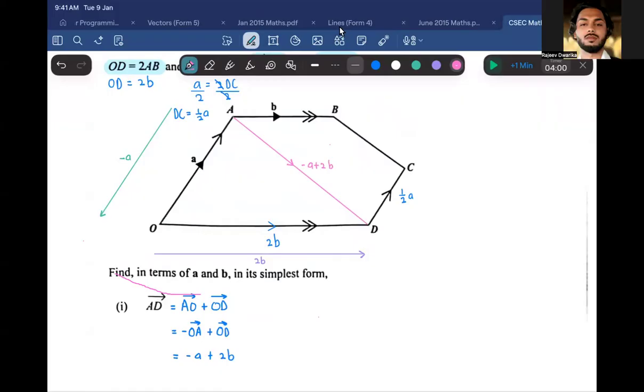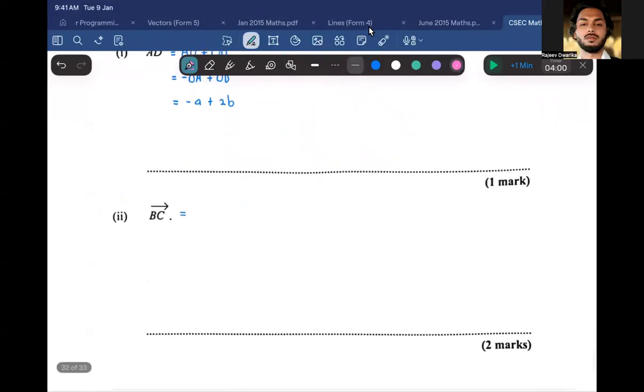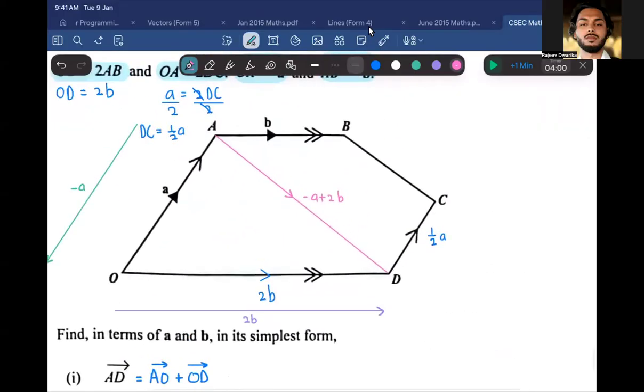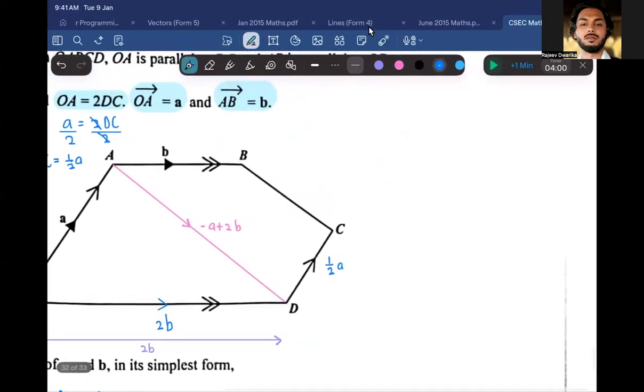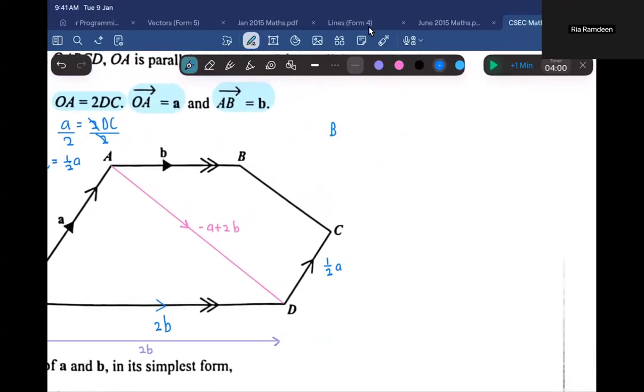So I'm going to write minus A plus 2B for the pink vector over there. Somebody keeps writing on the screen. There's a mistake. All right. So Ria, you understand how we found A to D? Yes, sir. Okay, now we need to go from B to C. How would I go from B to C? There are multiple routes you could take. B to A.